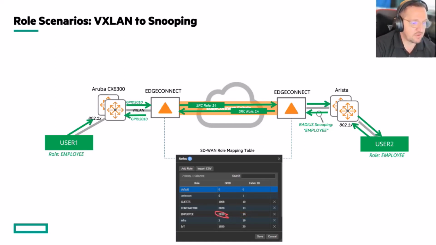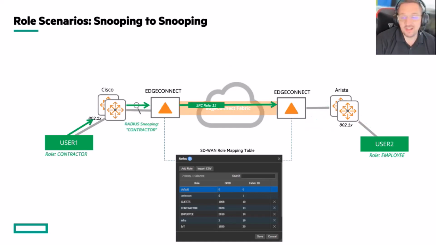When it gets to the other end, this is where the magic happens, I think. We map something that was originally snooped as text off the wire, employee, to a GPID value on the other end that is interpreted by the CX switch. So the CX literally does not know that something like this is happening on the other end. It thinks another VXLAN GPID thing is occurring. It cannot know that on the other end there's another mechanism building and sending the role information.